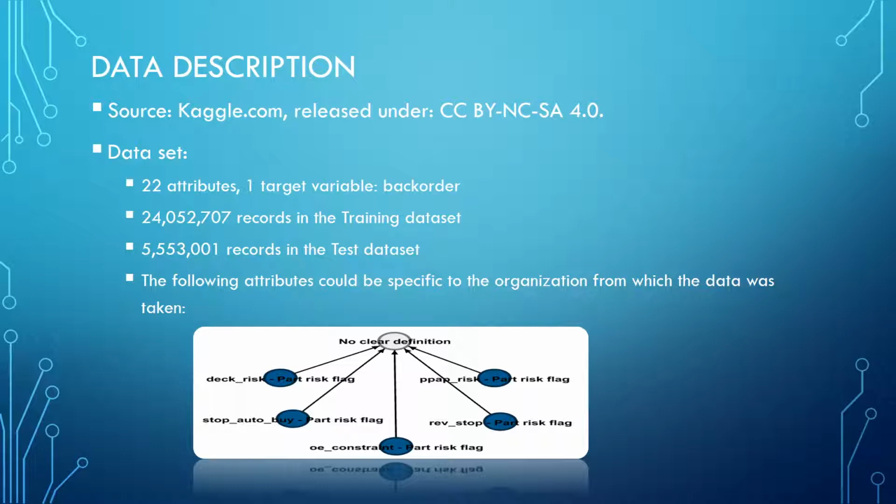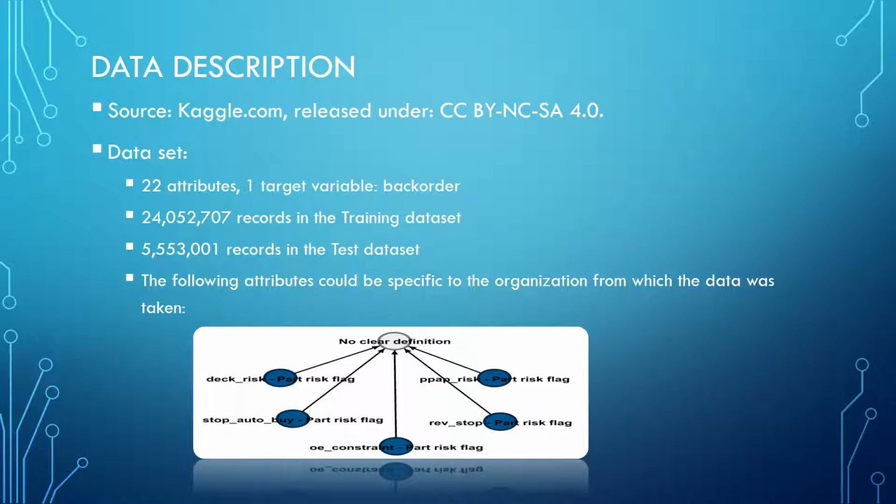The data comes from Kaggle.com. It has 22 attributes, one target variable, which is backorder, and the training set has approximately 24 million records, and the test dataset 5 million records.